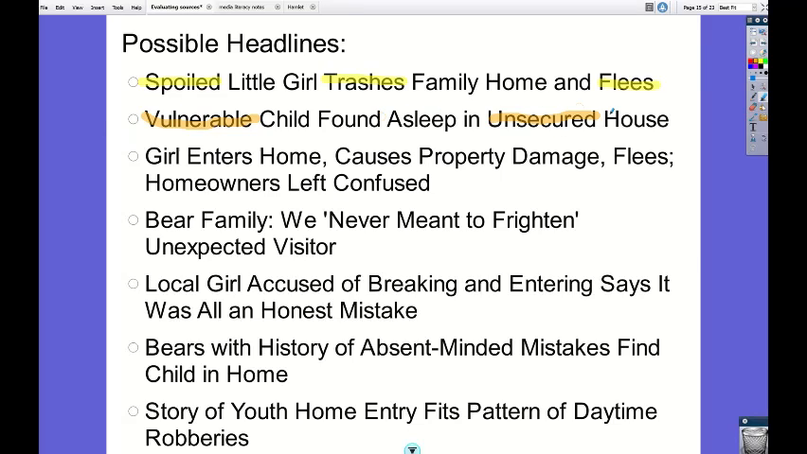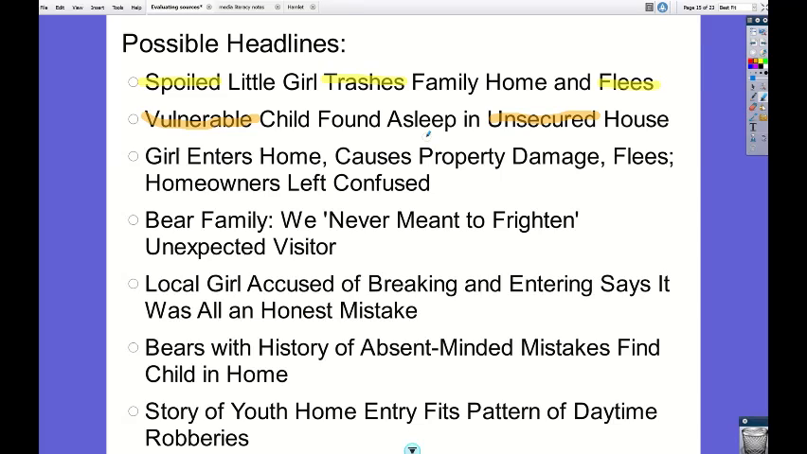And then the unsecured house, even though it doesn't say anything directly about the bears, it might create the idea in the reader's mind that, well, somebody should have secured it. You might also notice how the way that verbs are used has changed. In the first one, the little girl is doing this active verb. She trashes the home. Whereas in the second one, she is found. It's a passive voice. She's not even the one doing the finding. She is being found. So she really seems like an innocent in all of this.